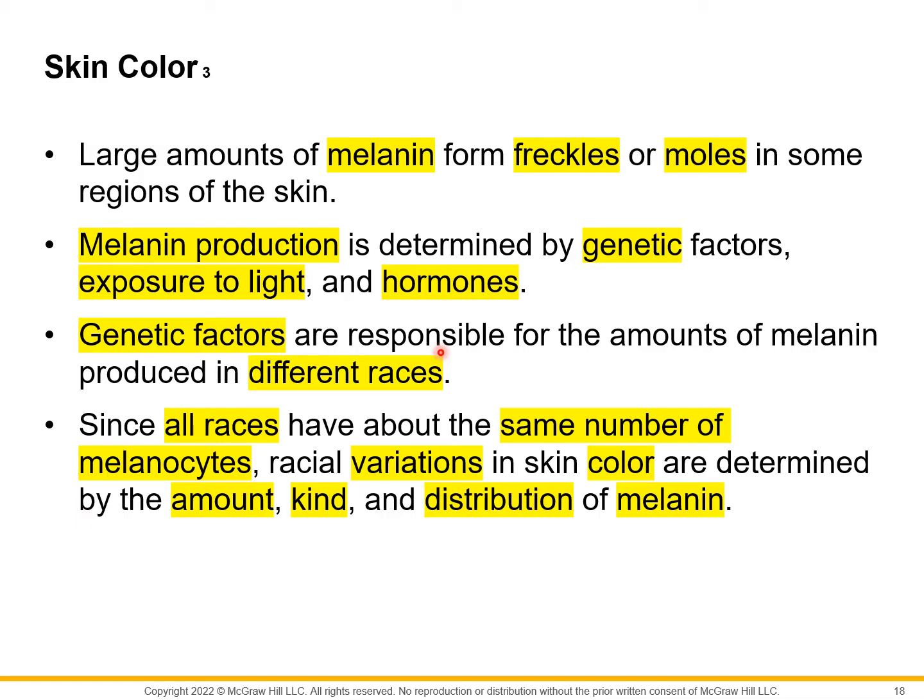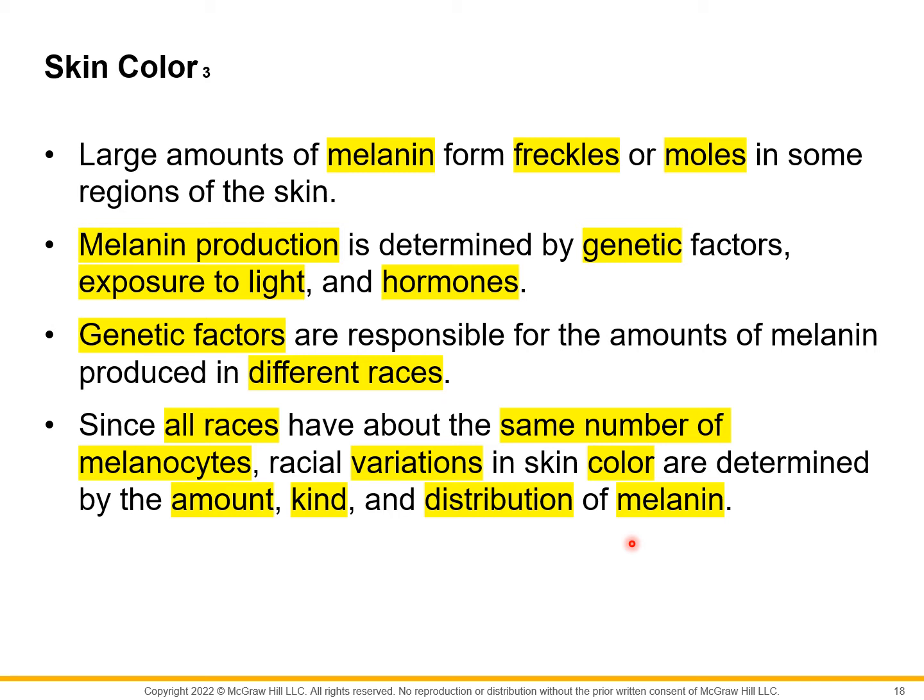Now, let's look at the statement right here. All races have about the same number of melanocytes. Lahat daw po tayo, whether you are Caucasian, Asian, African American, lahat daw tayo ay may magkakaparehas na number of melanocytes. Alright? Hindi porket mas maitim ang isang person ay mas marami na siyang melanocytes. Alright? But the variations in skin color are determined by the amount, the kind, and distribution of melanin. Okay, so ulitin natin. The amount of melanocytes in our skin is the same regardless of race.